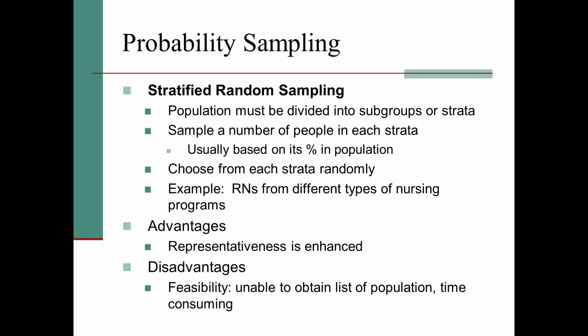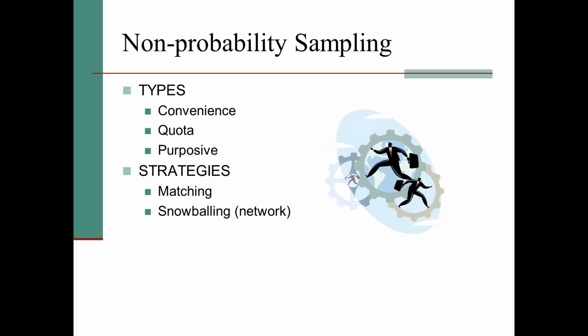Sometimes, once again, it's hard to know exactly how much is out there. RNs are a little easier than other things, but it obviously makes it a lot more complex. Sometimes we can't do probability sampling. We might try convenience sampling or quota or purposive. And another one strategically is matching or snowballing.